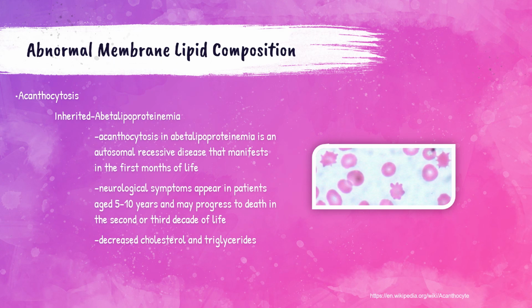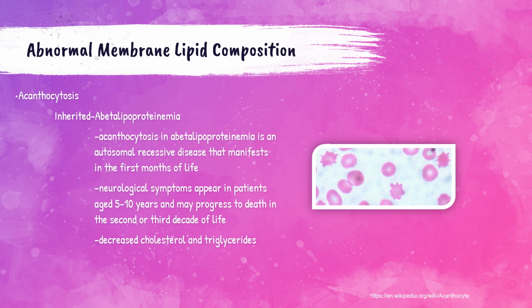Not to be confused with echinocytes, acanthocytes are another abnormal red blood cell morphology. These are also referred to as spur cells and look similar to echinocytes. The difference is that acanthocytes have irregular spicules of varying length, and recall that echinocytes have evenly spaced projections. These can be inherited or acquired.